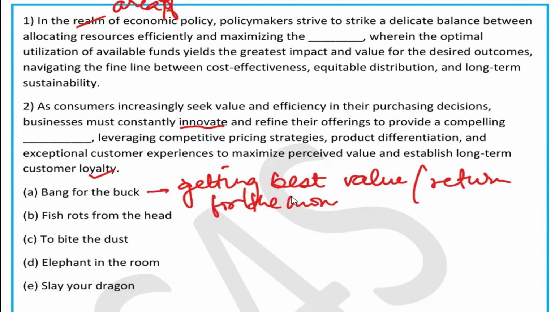For the money spent. So this basically deals with customer relationships, where when you spend on something, you get the best outcome of it. So obviously this idiom can very well fit, I think it is the best one, because here, in terms of cost and product, the users generally seek the best value or the best return for their money. So bang for the buck is the best option suited for this fill in the blanks.